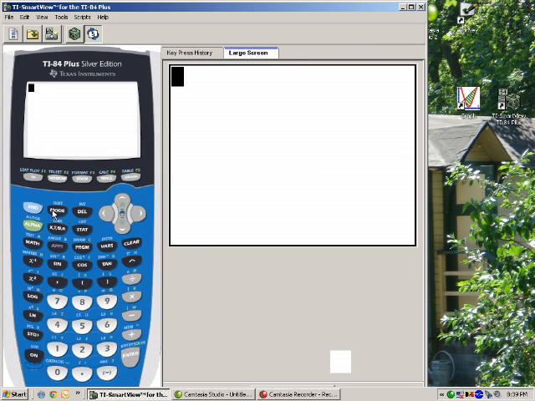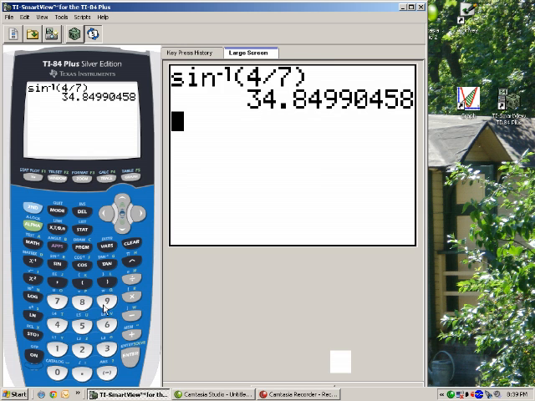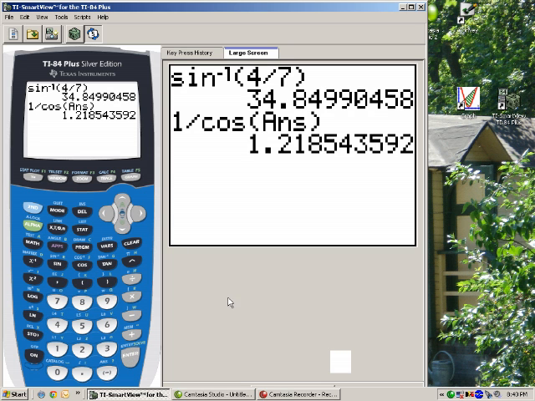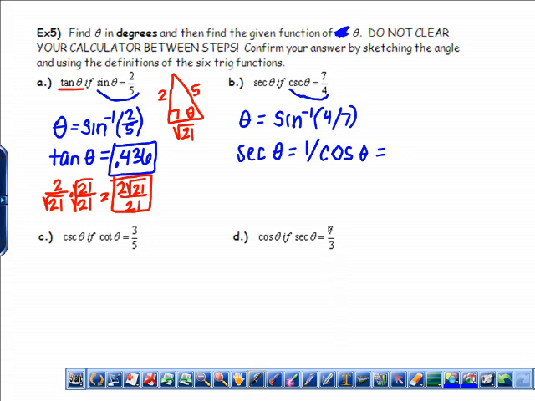Let me clear that out. So we want to go arc sine of 4/7. Okay, there's our theta. And then we want to do 1 divided by cosine of this theta. We get 1.219. And I'm writing an equal sign here, but really this is an approximation.